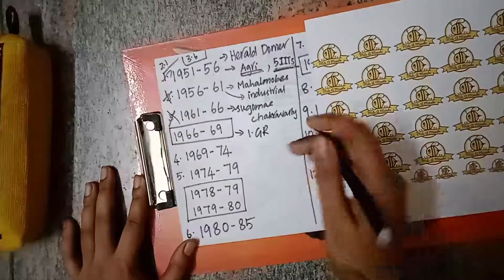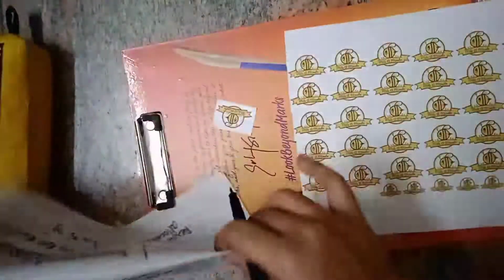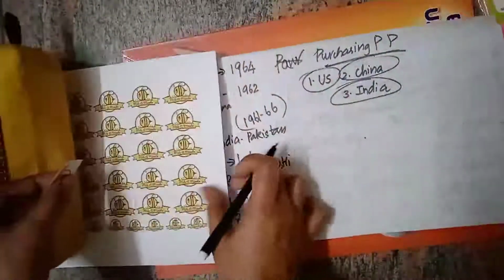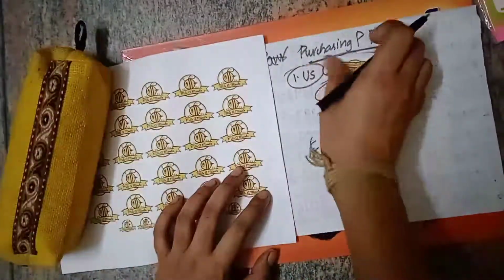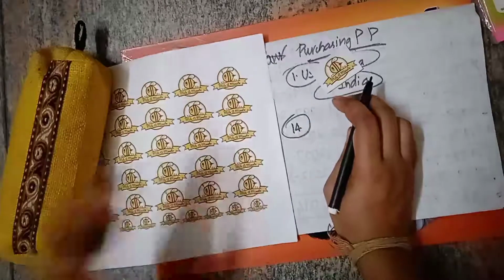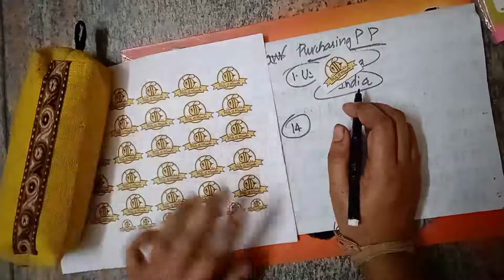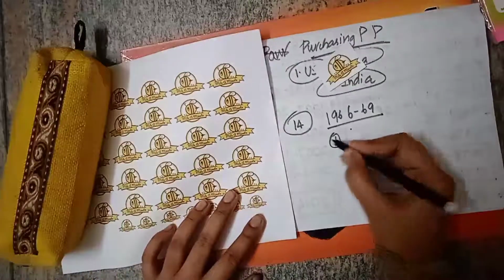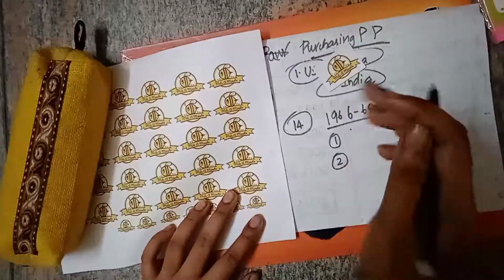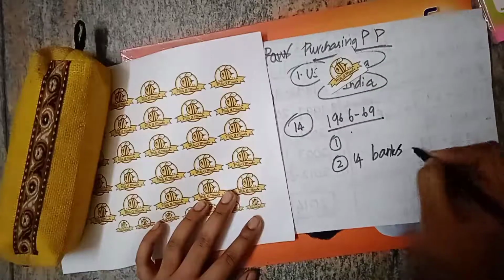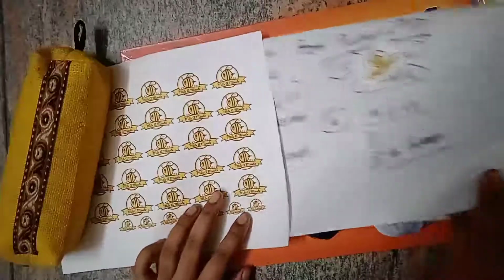And the second one is bank nationalization. So what is bank nationalization? If the banks are in private hands, they will be changed into public hands. Changing the banks from private to public is called bank nationalization. Around 14 banks were nationalized during this period. So during this plan holiday from 1966 to 69, we took two major decisions. One is the Green Revolution to increase food production, and another is bank nationalization, by which we nationalized 14 banks and changed them to public hands.